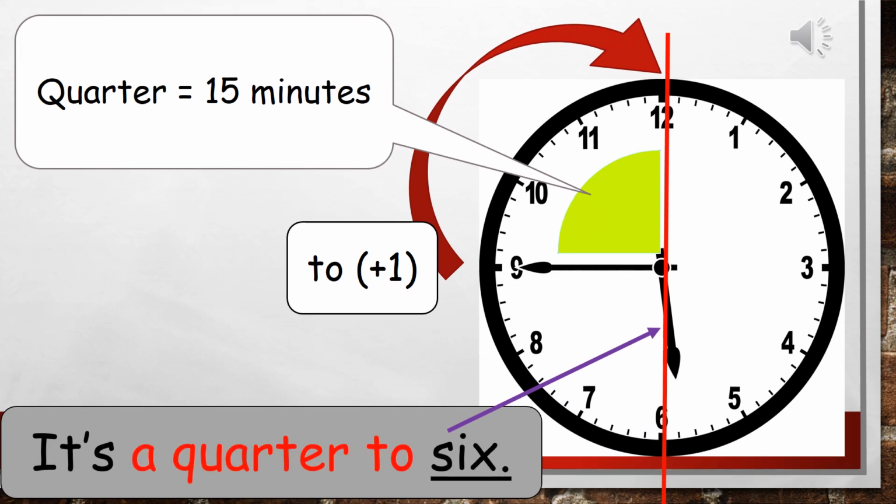Okay, kids, now let's look at this example. What time is it? Yes, it's a quarter to 6. Even though the short hand is pointing at 5, you still have to plus 1. So, the time is a quarter to 6. 5 plus 1 equals 6.